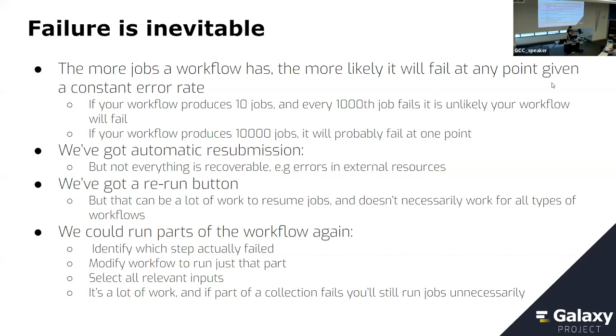We've got a rerun button for a long time, but it can take a lot of work to resume jobs, certainly if more than one failed. And it doesn't work for all types of workflows. We could certainly run part of the workflow again, but that's also tricky because you have to identify which step actually failed, modify the workflow to run just that one part, and select the relevant inputs. That can also be a lot of work. I think the VGP workflows are a great example of when that can be a little tricky. And if only a fraction of your collection, for instance, failed, you still have to run the remaining jobs, even if you were very careful in removing the steps that have already run.